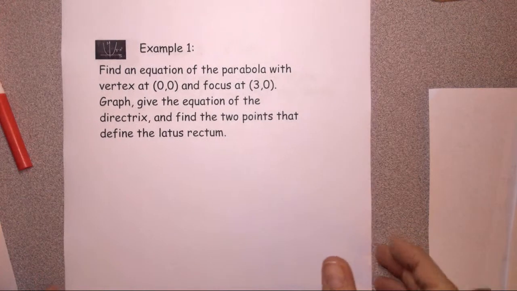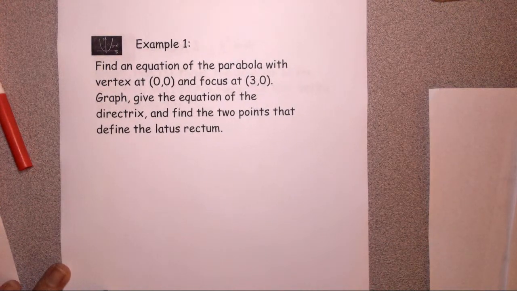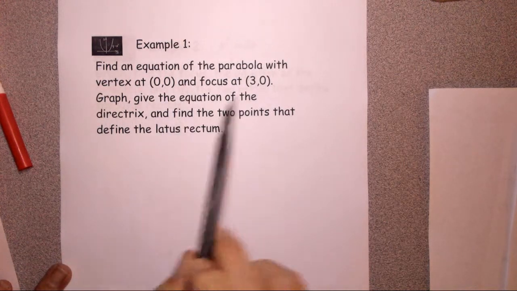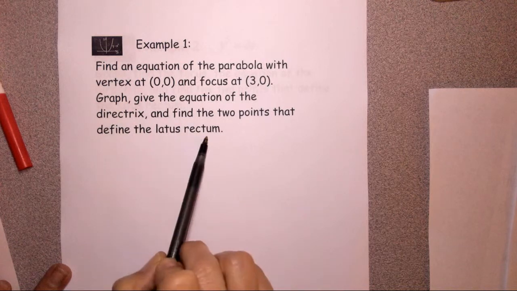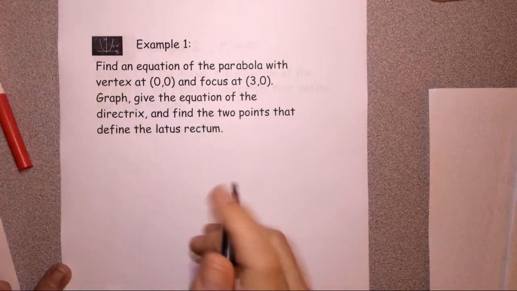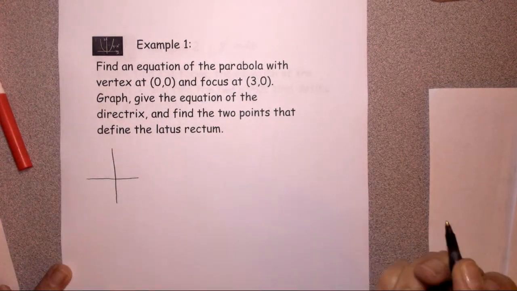So example 1 says find an equation of a parabola with a vertex at 0, 0, a focus at 3, 0. They want me to graph it, give the equation of the directrix, find the 2 points that define the latus rectum. I'll start just calling that the LR. Anytime I do one of these problems, I always start with a graph. I just work better that way.